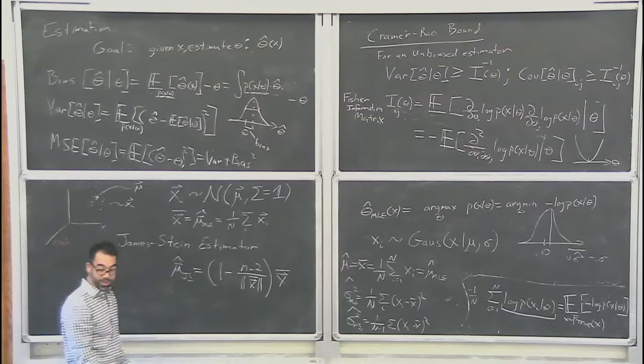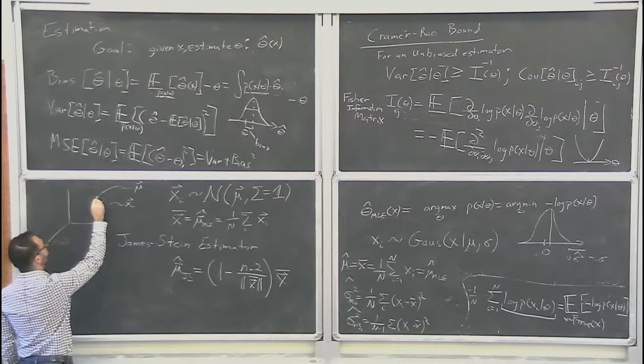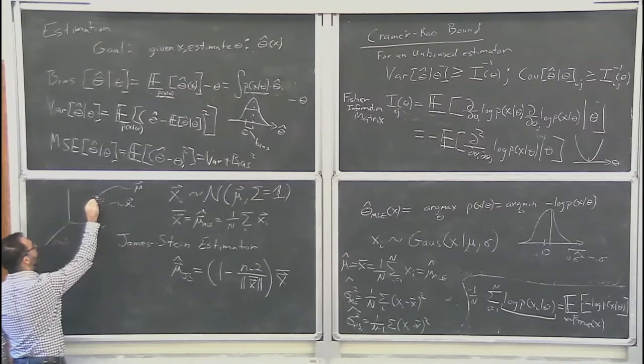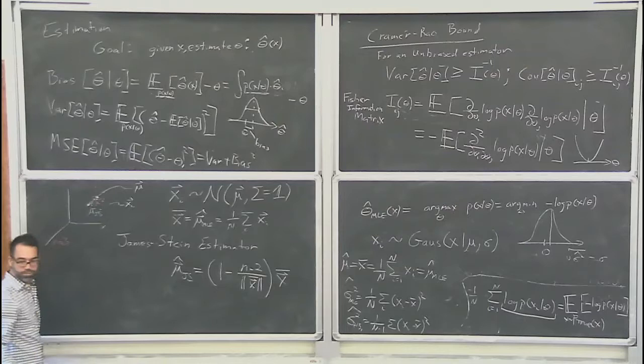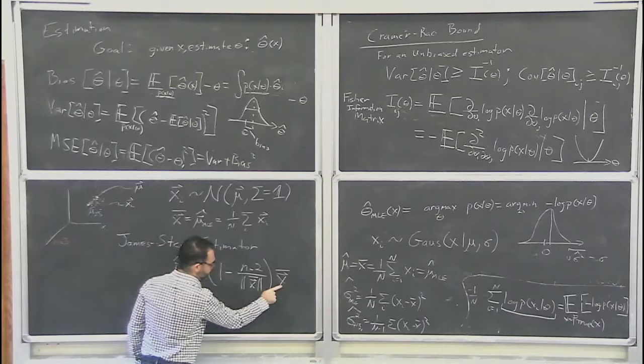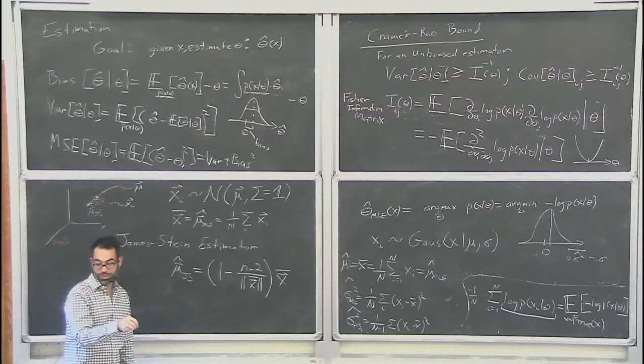Let's imagine that, for this example, this is x bar. Then you're going to go towards the origin some amount and get to mu hat James-Stein, right? So it's clear that this is what it's doing. It's taking your unbiased maximum likelihood estimator, the normal thing you would want to do, and moving it towards the origin some amount.